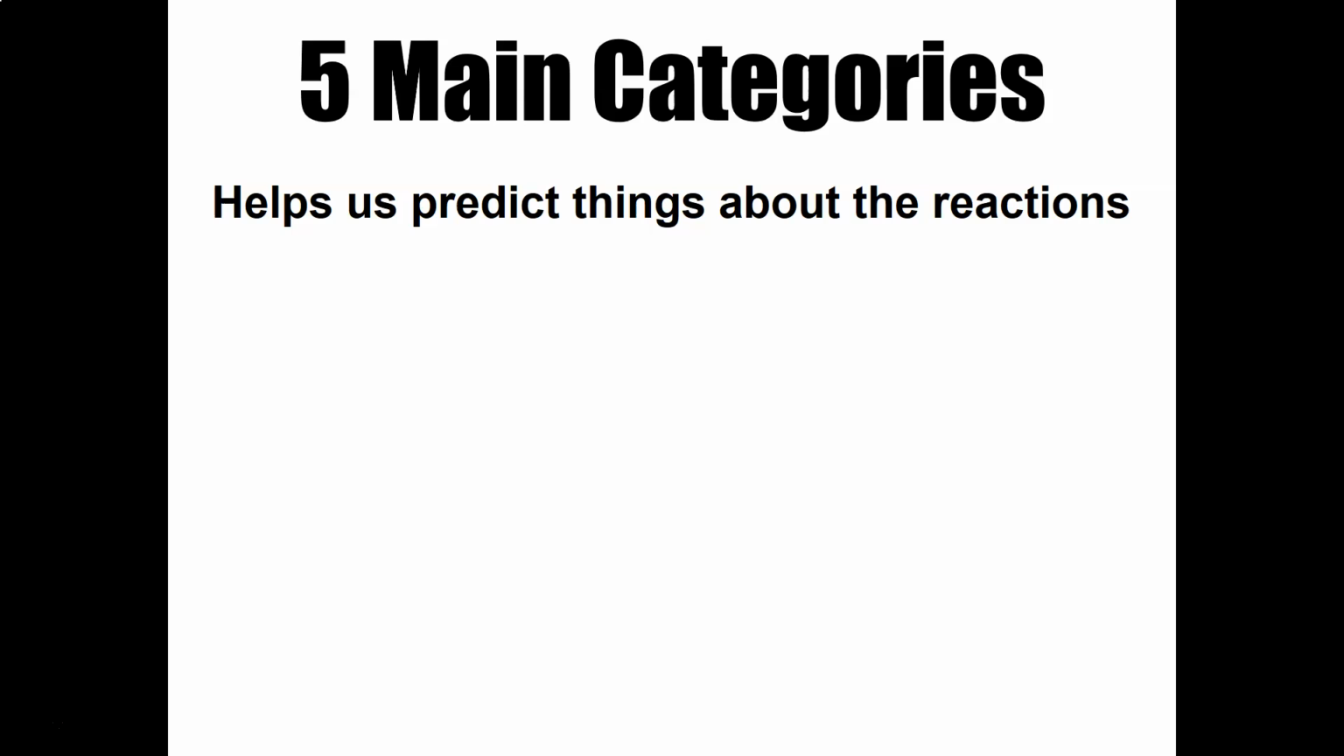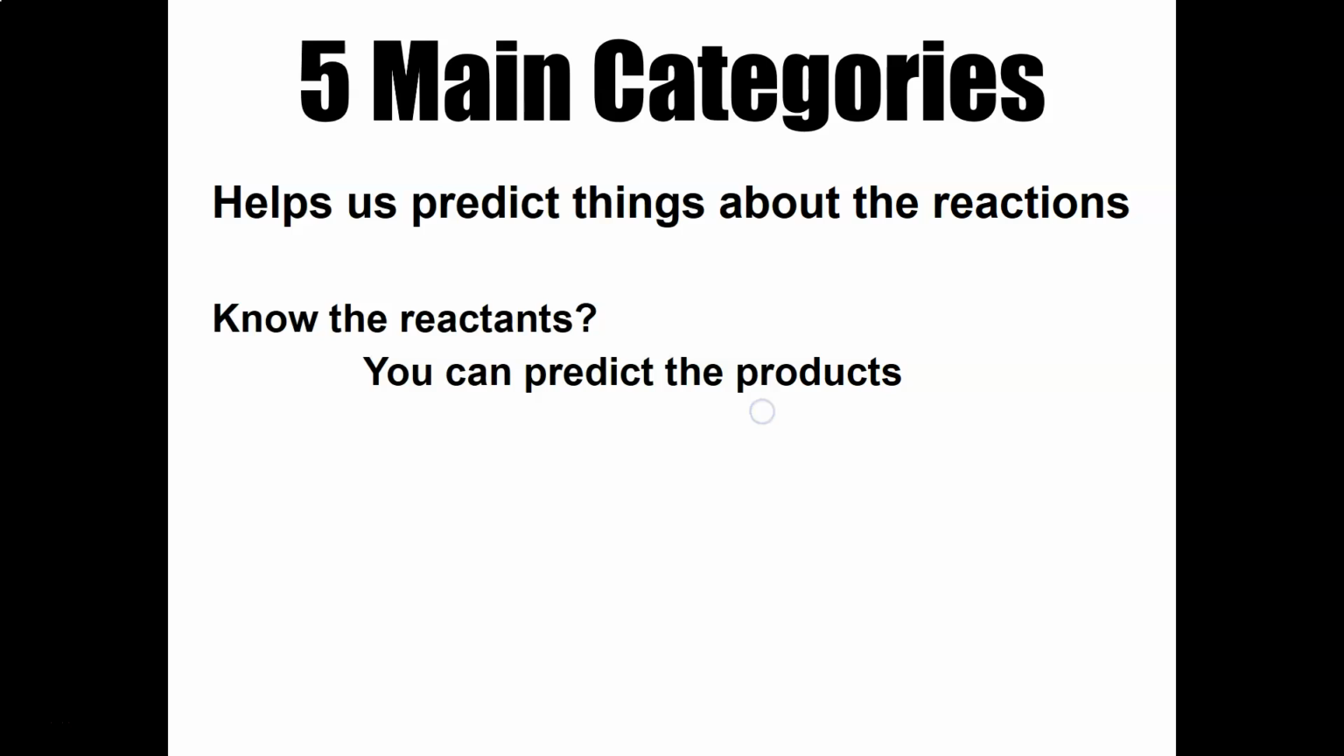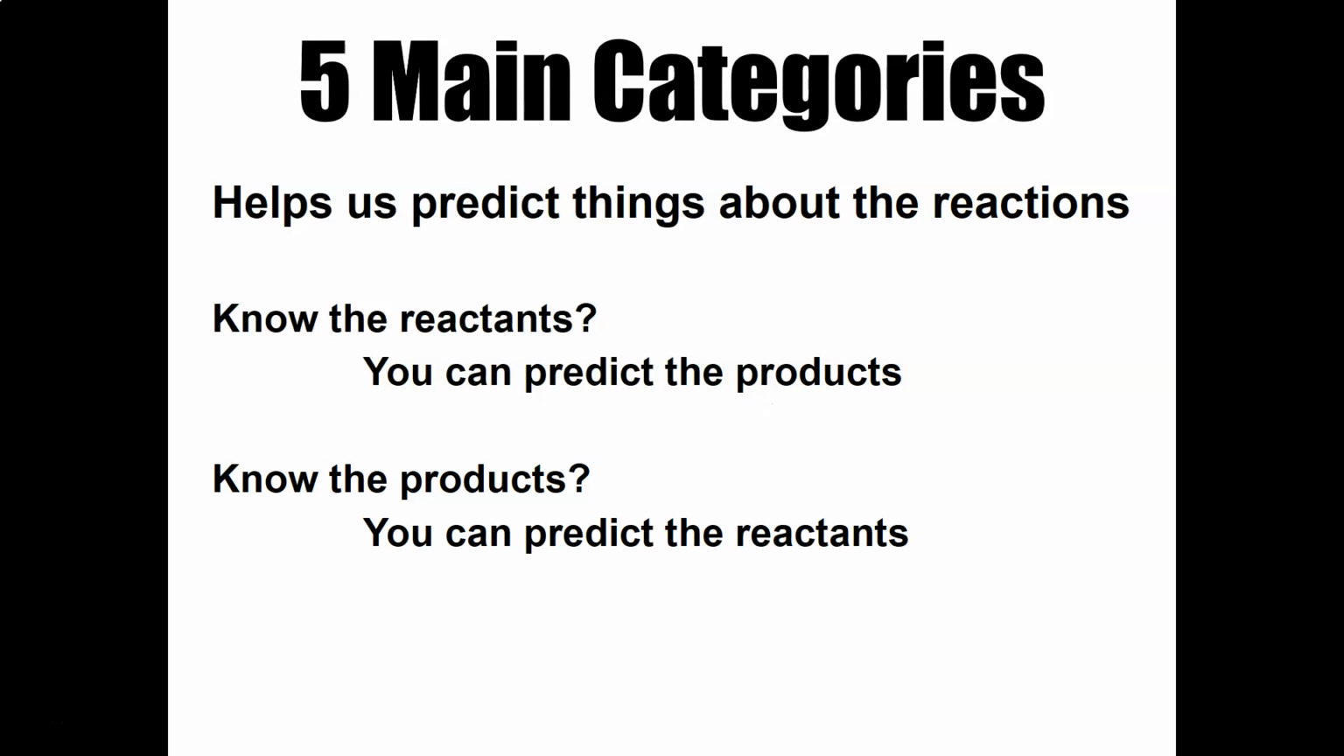The reason these categories are helpful is because it's going to allow us to predict things about the reactions based on some pattern recognition. If you can find the type of reaction, you can follow a pattern and you can figure some things out. For example, if you know the reactants, you'll be able to predict what your products are. Or vice versa, if you know the products, you'll be able to predict what the reactants were. So being able to classify your reaction into a category will let you follow the patterns. We're going to take a quick look at each of the 5 types and I'll show you the patterns that I'm talking about.